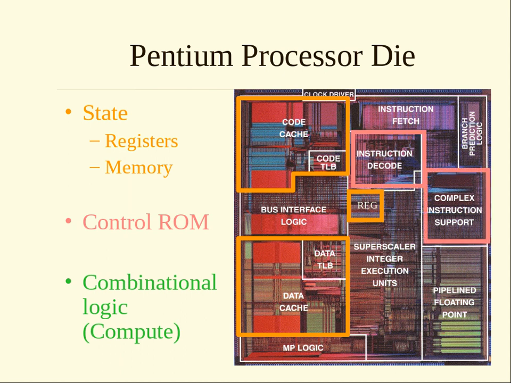You have your control ROM, or in this case, you have decoding the instructions and complex instruction support. In other words, instead of having a decoder hooked up to tell you what's going to happen, we're going to have a circuit that takes an instruction and then dictates what needs to happen based on that instruction. And then down here, it's called superscalar, integer execution units and floating point, aka addition, arithmetic. Just think of it that way for now. And so that's actually doing the work.